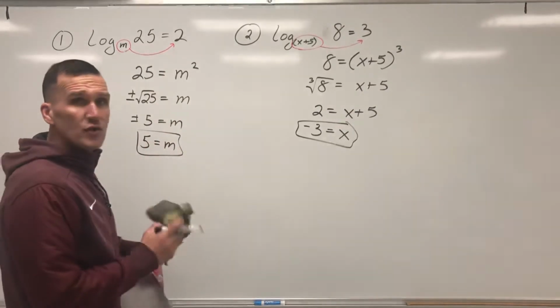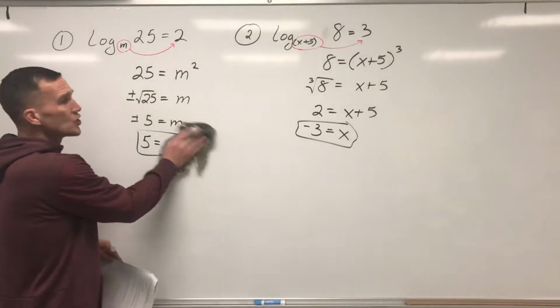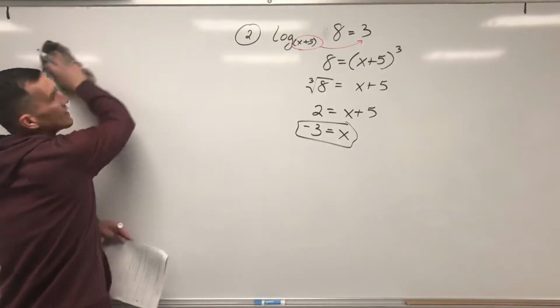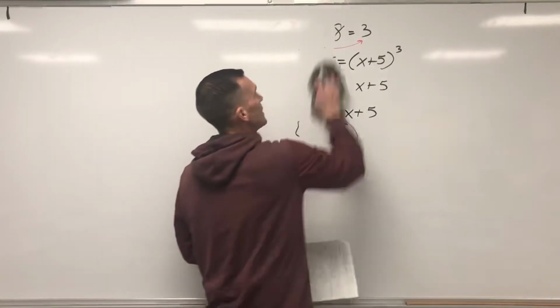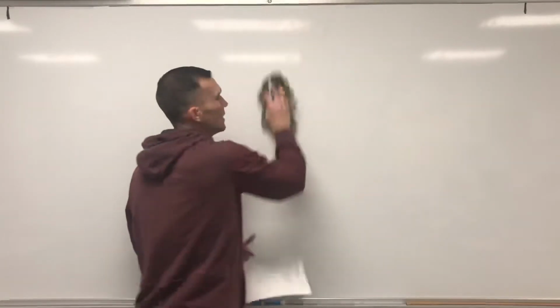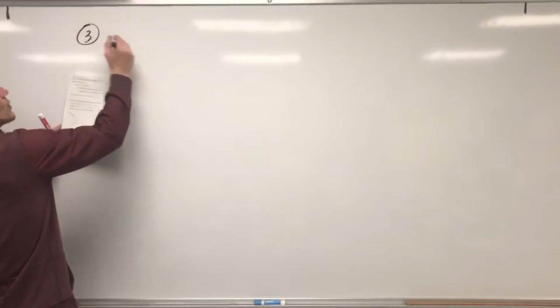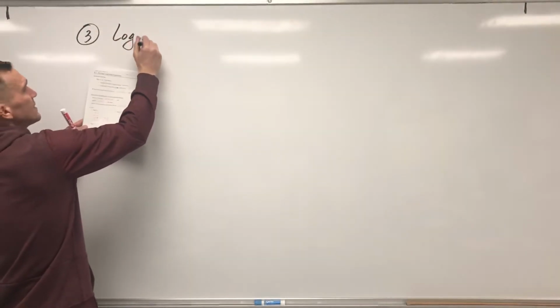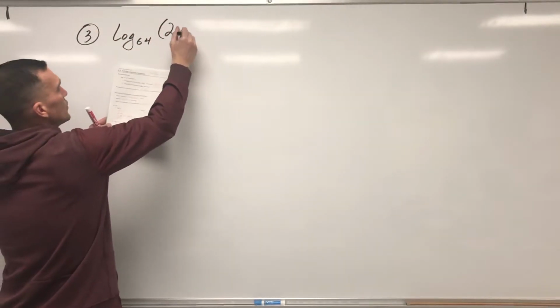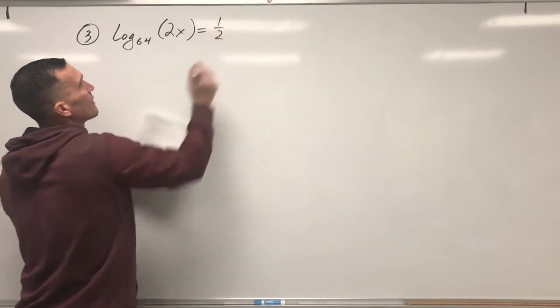All right, you guys, we only have 2 more examples for today. Try to keep things short and sweet for you. Number 3, when we have log base 64 of 2x equals 1/2.